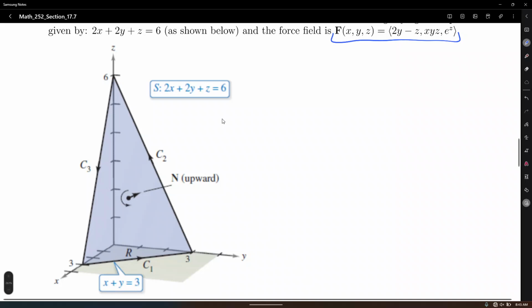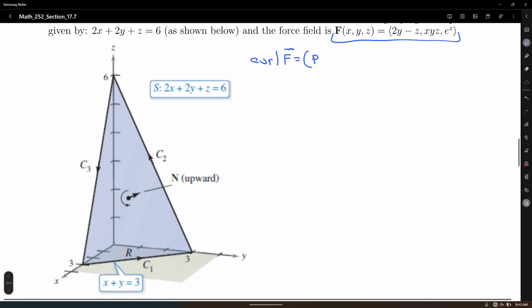With three different trajectories, parameterizing three lines. But we're not going to parameterize three lines anymore. Not anymore. We're going to use Stokes' theorem. But for this we need to find the curl of the vector field. So curl of F, which again I'm going to write the formula first.